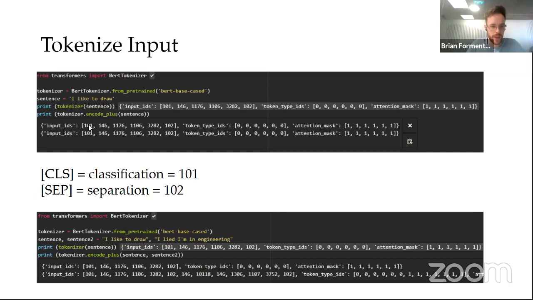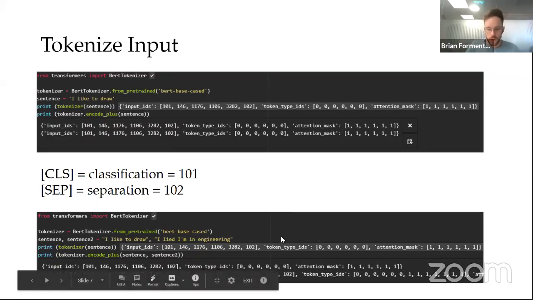So the input IDs, as you can see, are all numbers. For example, 101 is, as I mentioned, the CLS token. And then at the end, you have 102, which is your separation token. And in between, you have the vocabulary ID equivalent of your particular token. So in your vocabulary, usually with BERT, is 30,000 different words. So I would be represented as 146, and then like to 1,000, and so on.